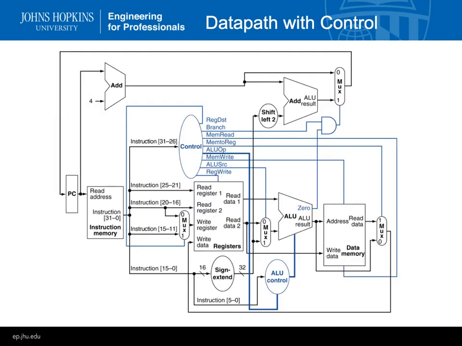So here's our data path with our control unit. We talked about this little ALU control, so don't get that mixed up. This is the big control unit, and these are all the signals it's going to send.